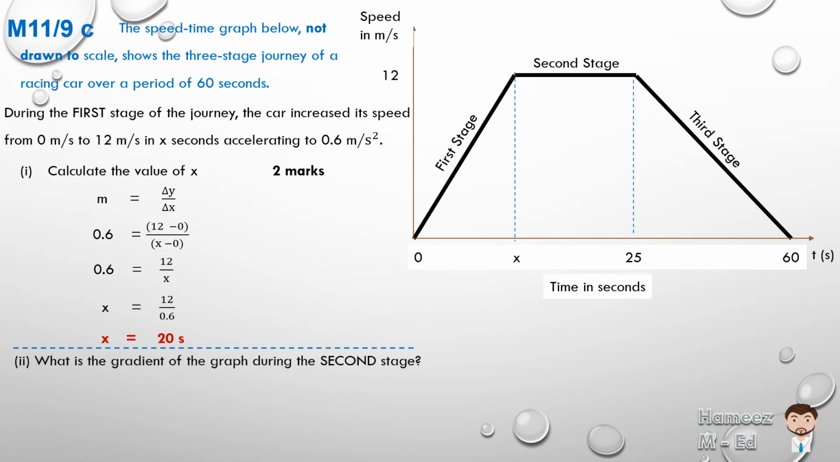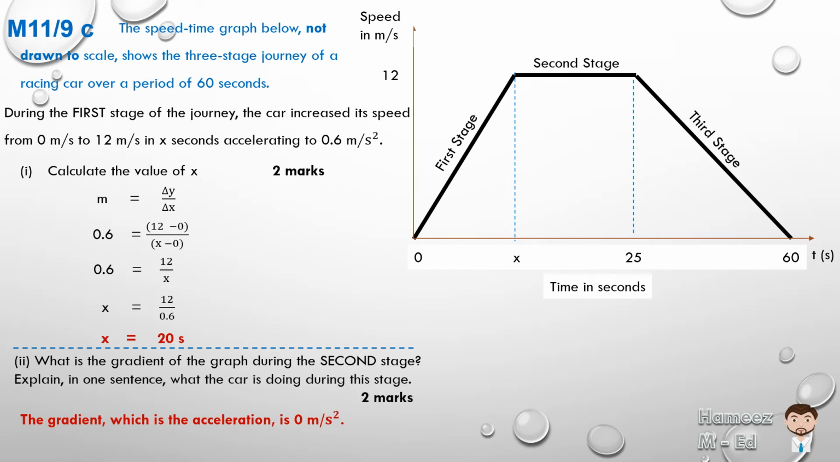Part 2. What is the gradient of the graph during the second stage? Well, if we look at the second stage, the gradient, which is a flat line in this case, and that's also equal to the acceleration, is 0. Explain in one sentence what the car is doing during this stage. During this stage, we can see the acceleration is 0. That does not mean it's not moving. It means that the car is continuing to move, but at a constant speed of 12 meters per second. It's neither increasing its speed nor decreasing, just remaining constant.